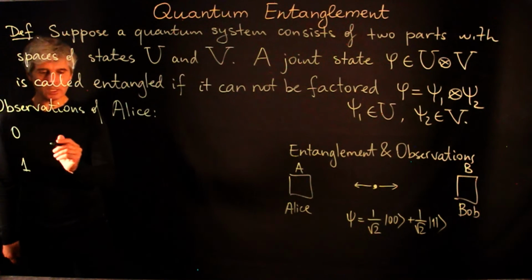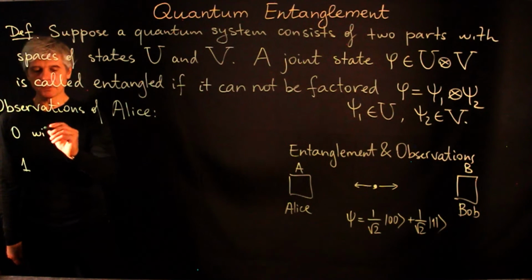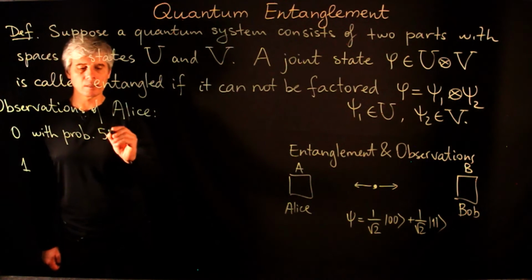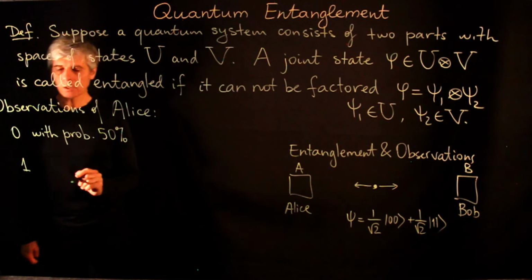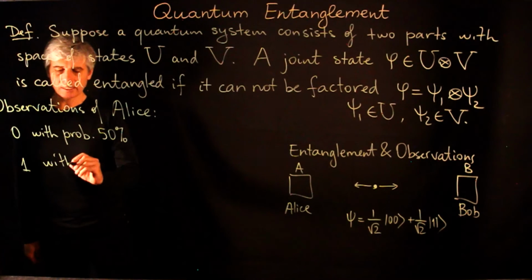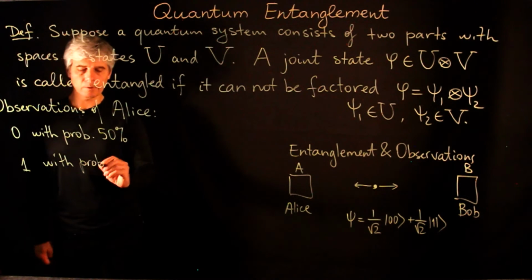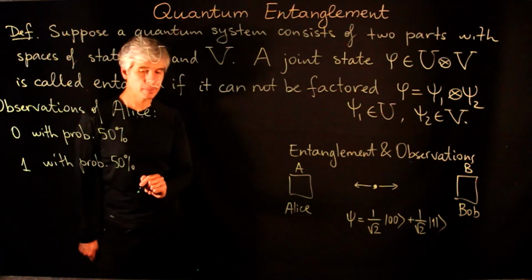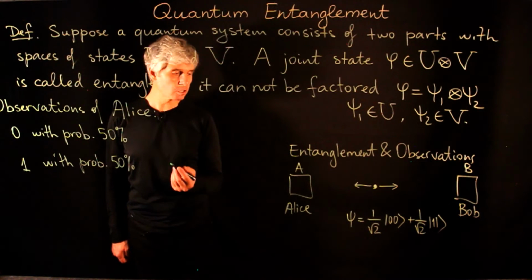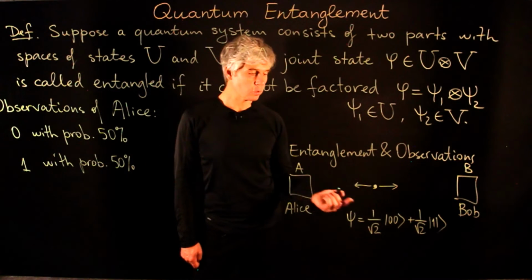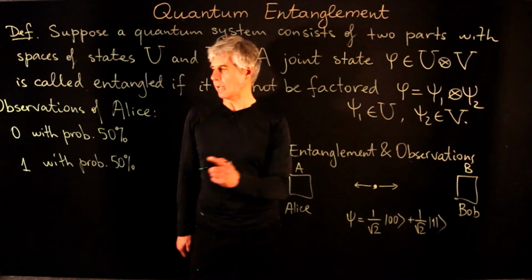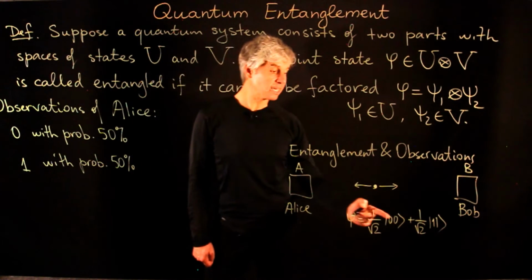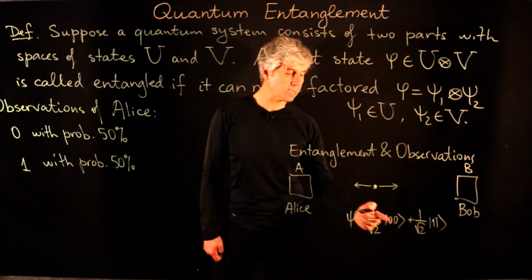And so this will happen with probability 50% each. So with probability 50%, Alice will observe 0, and with probability 50%, Alice will observe 1. But we know that observation changes the quantum state. So this means that when Alice makes her observation, the state will collapse. So where will it collapse to?